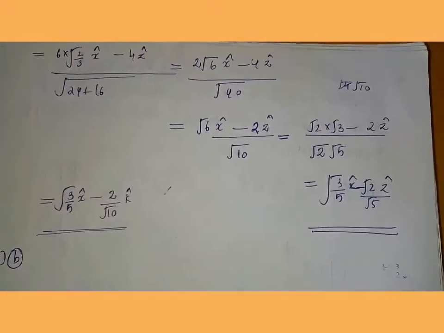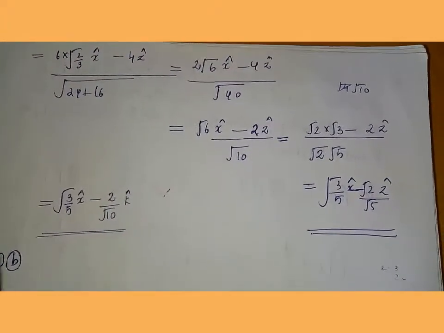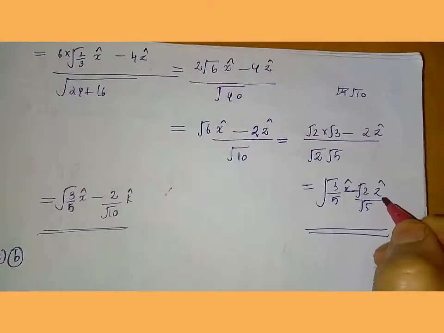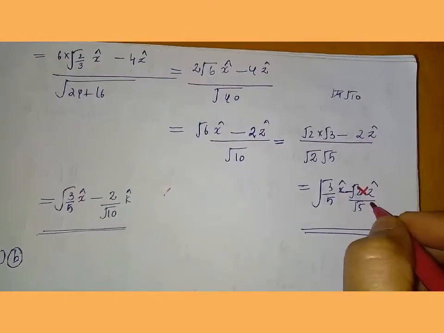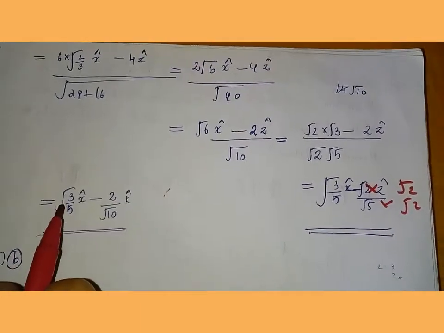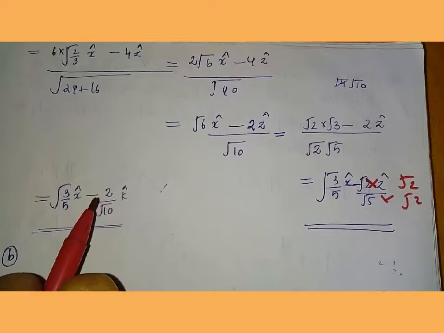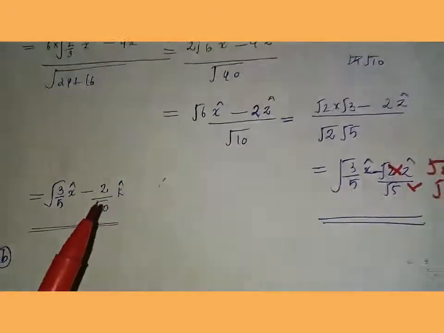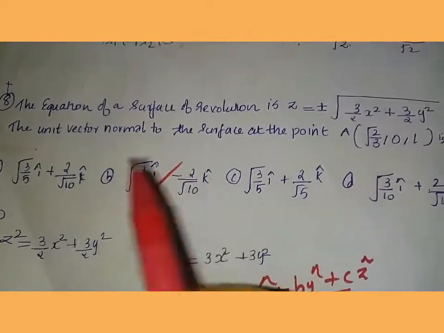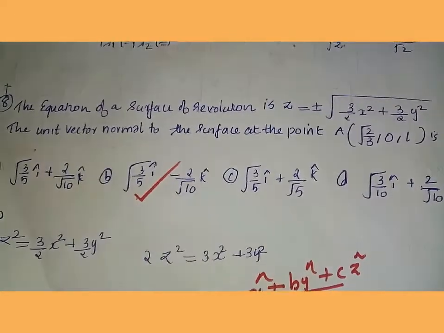Here in the options there is no answer like that, so we convert it into the option form by multiplying numerator and denominator with √2. So we get the answer as √3/5 x cap − 2/√10 z cap. That is the answer, option B is the answer.